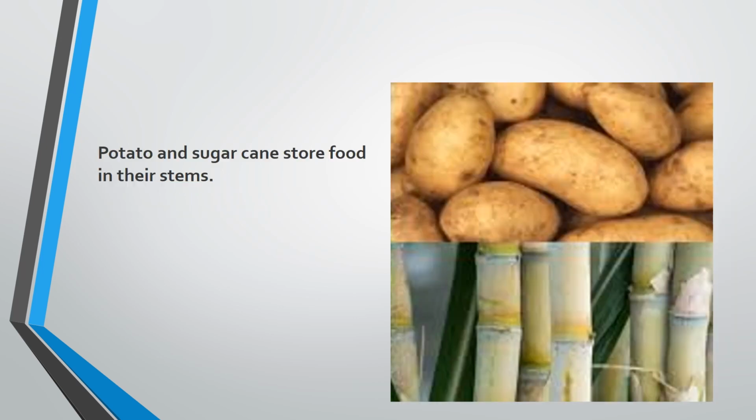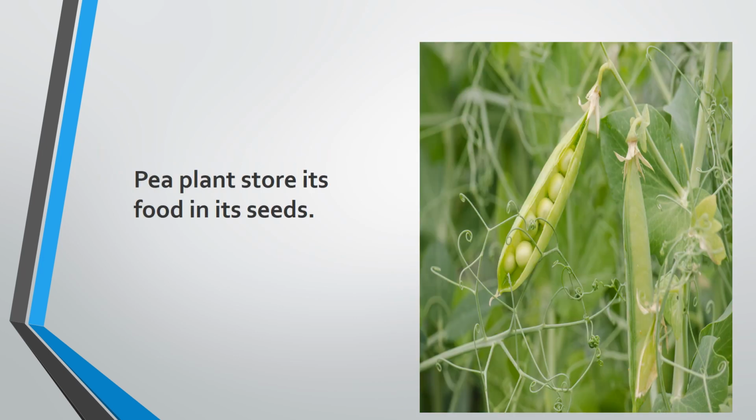Next is potato and sugarcane. So we all know potato is a stem of the plant and sugarcane is also a stem. So during the photosynthesis process, these plants store their food in their stem like potato and sugarcane. Now the pea plant. We all eat the peas. The part of pea we eat is the seeds of that plant. We eat seeds of peas. So pea plant stores its food in its seeds.